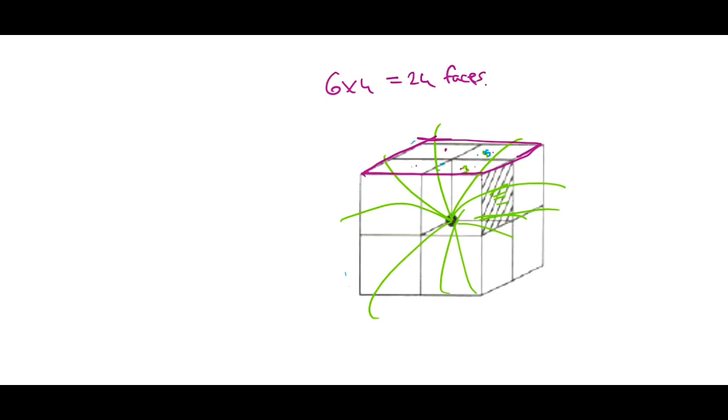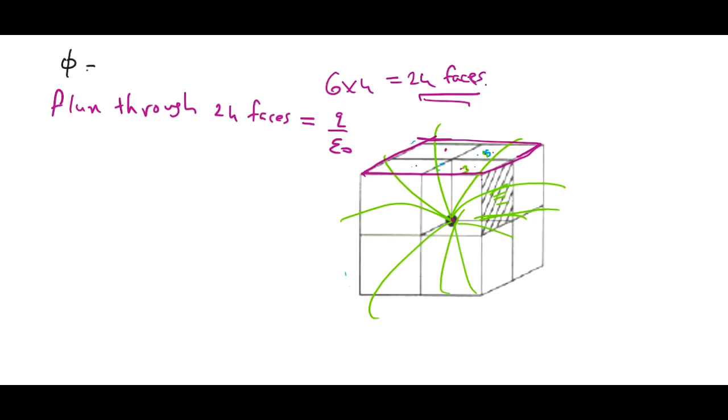Which means the total flux of the charge passes through these 24 phases. This flux through 24 phases is equal to Q by epsilon 0.